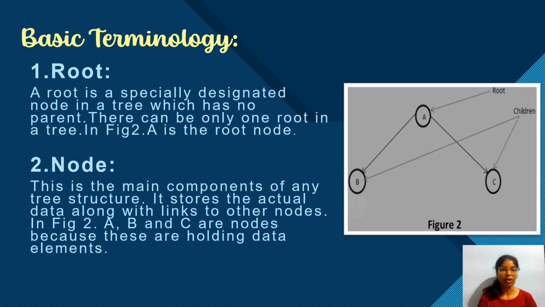Onto the basic terminologies. The first terminology here is a root. A root is a specially designated node in a tree which has no parent. There can be only one root in a tree. Suppose in this figure you can see that A is a root node. And second terminology here is a node. This is the main component of any tree structure. It stores the actual data along with links to other nodes. In this figure, A, B, C are nodes because these are holding the data elements.